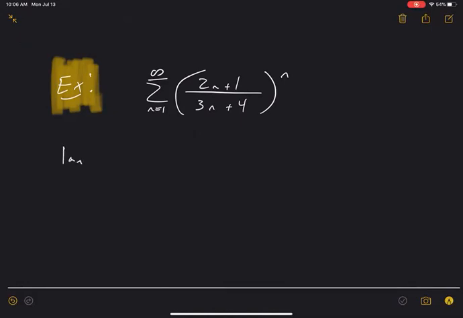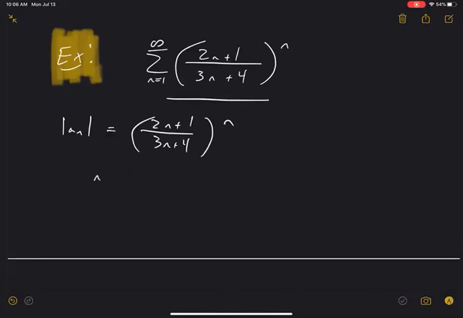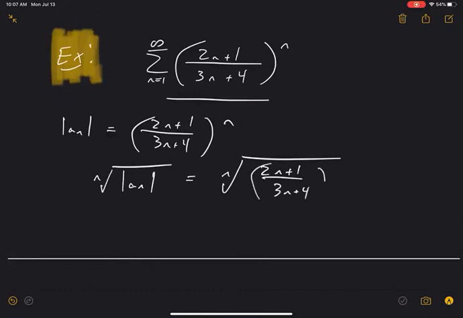First, I want to find the absolute value of a_n. This thing's positive, so the absolute value is just the same thing as a_n. That's my absolute value of a_n. Then I want to take the nth root of a_n, so that's going to be the nth root of this.